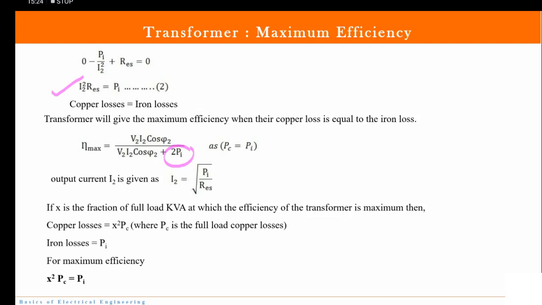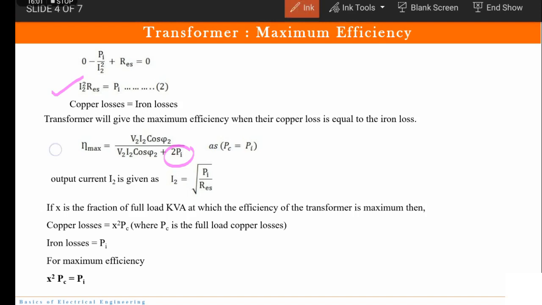Now again we will be taking X amount of full load kVA, because not always we go for full load current and full load rating. So we will consider that X amount of full load is taken. So X is the fraction of full load kVA at which the maximum efficiency occurs. Then copper loss will be proportional to the current, and it is power, so it is proportional to square of the current. So X is also squared. So when we take full load condition, this equation is applicable.